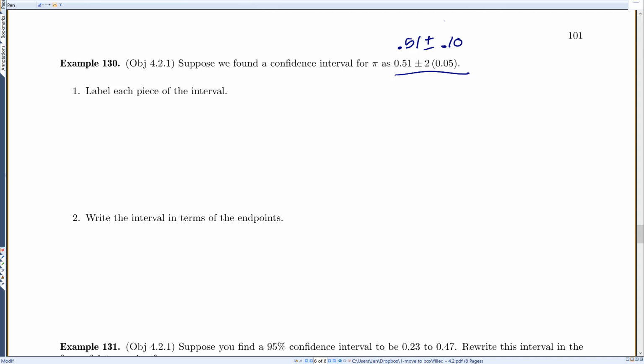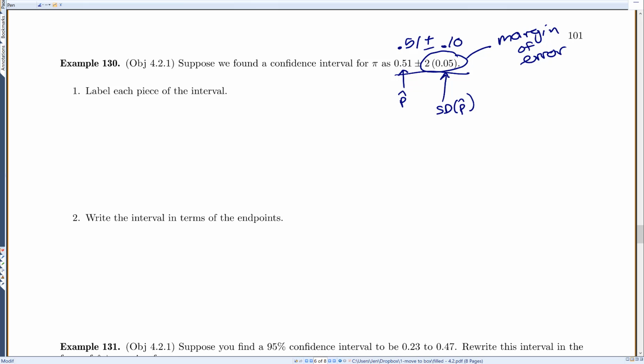Now, just for practice, let's practice labeling each piece. The 0.51 is your sample proportion p hat. The 2 is just what we have to do to make the 95% work. And this 0.05 is the standard deviation of p hat. And what do you call the entire 2 times 0.05? That's your margin of error. It's the part you add or subtract. So margin of error means how much do you need to be off by? If you know you're a bit off, you have error in here. How big is that error? That's your margin of error.